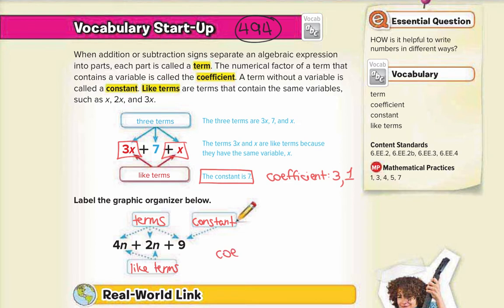And then lastly, we have coefficient. So let's just write that on the side. Coefficient is numbers in front of a letter. So 4 and 2 are in front of letters. So those are coefficients.